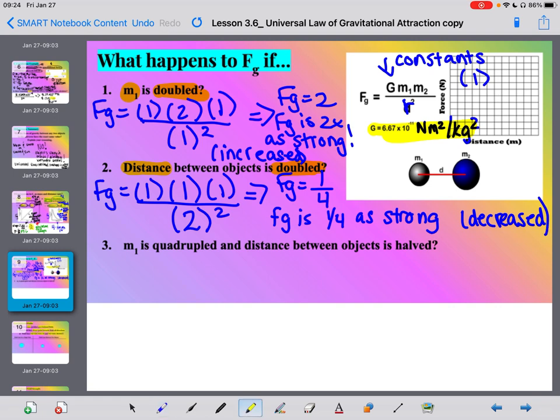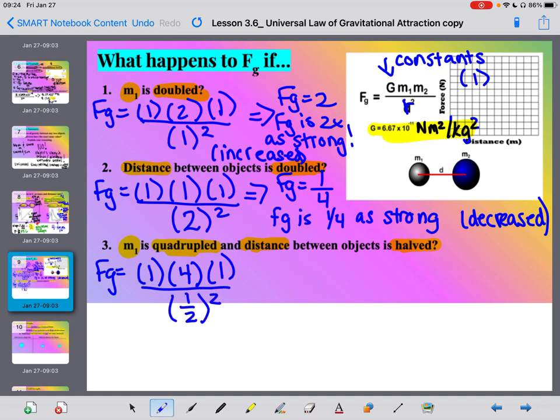Now the last one, we have a combination of things. I'm saying that m1 is quadrupled and the distance between the objects is halved. So we have a lot going on here. Again, the gravitational constant is just 1. If I quadruple m1, that means it became a 4. They don't tell me anything about m2, so I leave it as 1. They say my distance is halved though, so it's 1/2 squared. Let's clean this up. My numerator becomes 4. 1/2 squared, you apply your power rule, for those of you in Algebra 2, so you end up with 1/4. So I have 4 divided by 1/4.